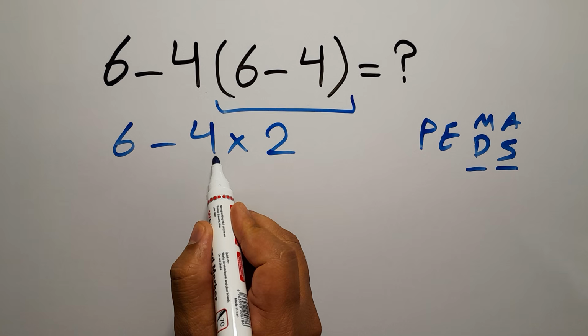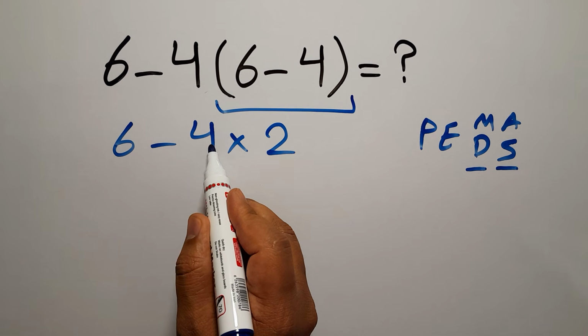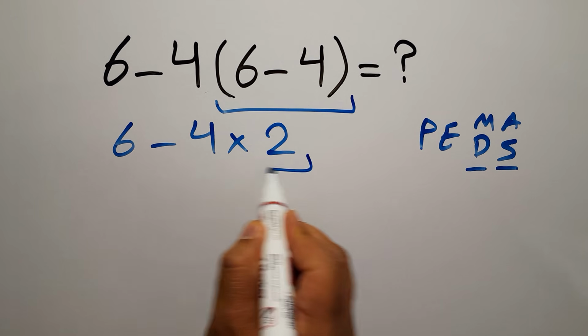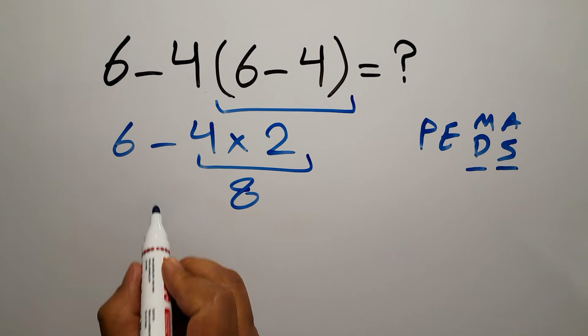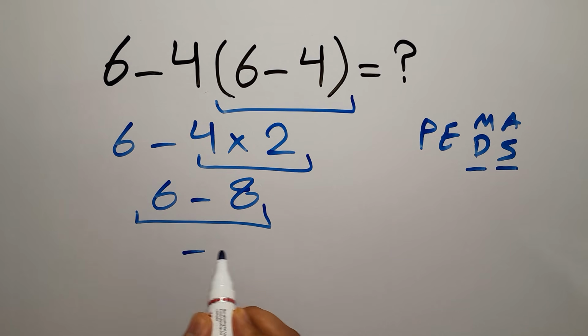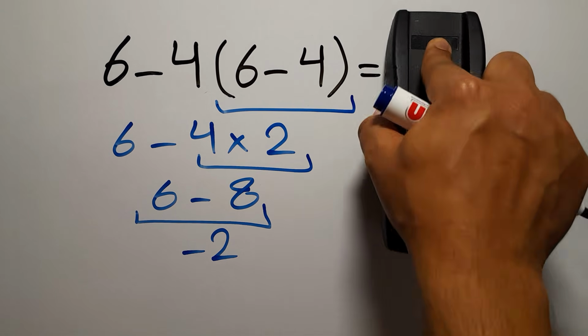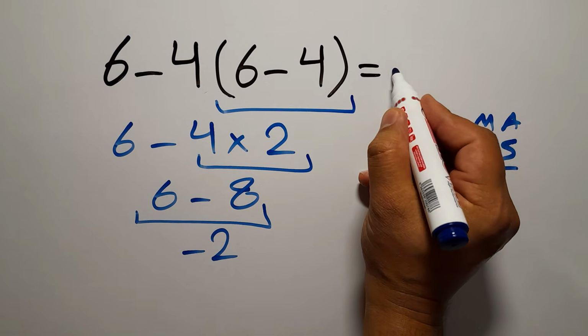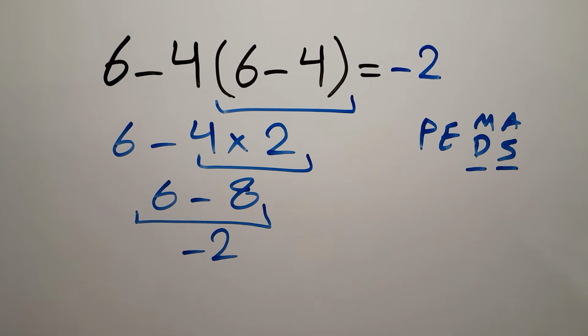Okay, so first we have to do this multiplication. 4 times 2 gives us 8. So we have 6 minus 8, and this is negative 2. So therefore, our final answer to this problem is just negative 2. The correct answer is negative 2.